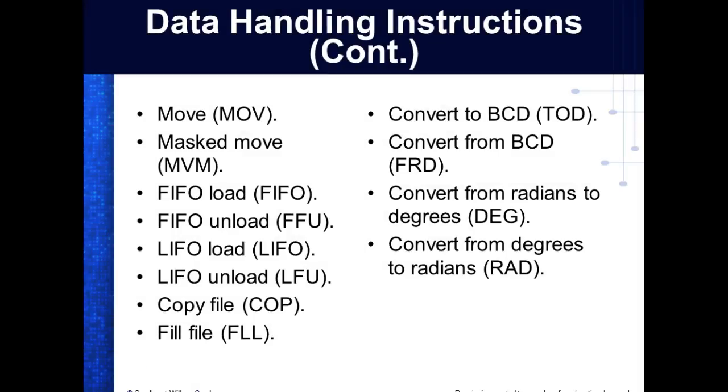So these are the instructions we're going to look at in this section of the book. We're going to look at move. We've already used that. We're going to look at move with mask. So we'll be able to AND mask. Use AND mask, by the way, to strip stuff off that we don't want. We're going to look at some stacks, first in, first out, load, first in, first out, unload, last in, first out, load, last in, first out, unload. How to copy files, how to fill files, how to convert to BCD, convert from BCD, convert from radians to degrees. What's a radian, by the way?